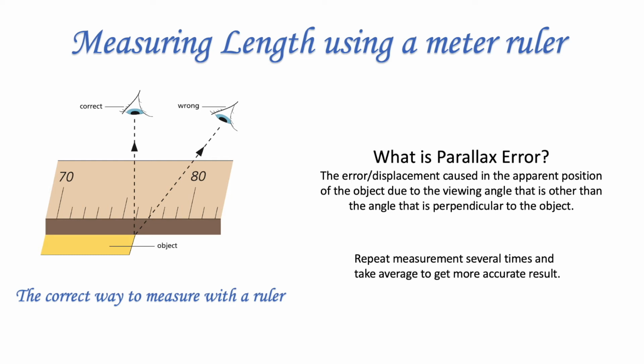Measuring length using a meter ruler. Be careful to avoid parallax error. You can see the correct way to measure with a ruler. There may be some errors in measurement. Repeat measurement several times and take the average to get a more accurate result.